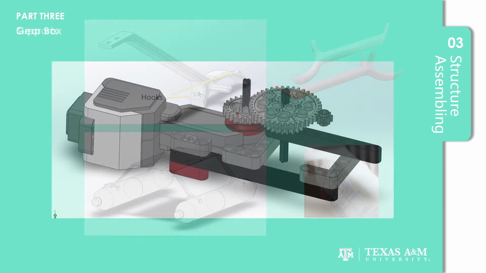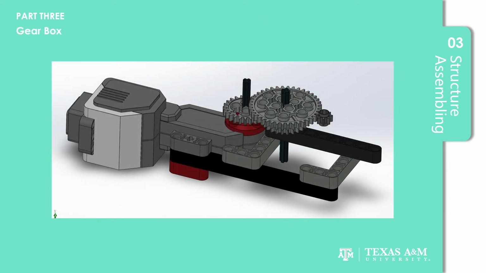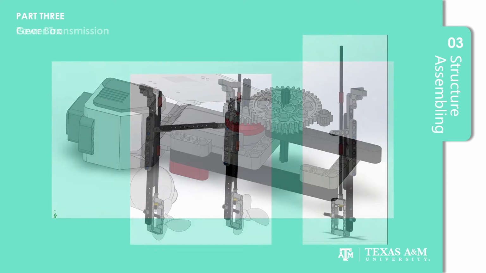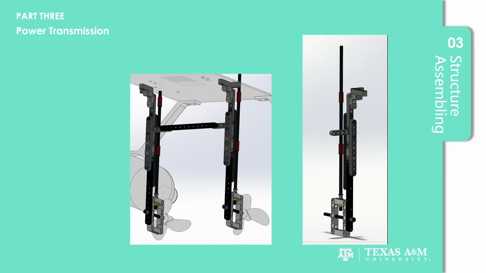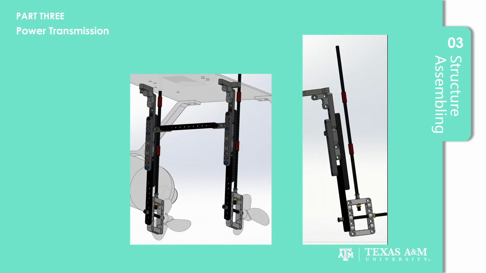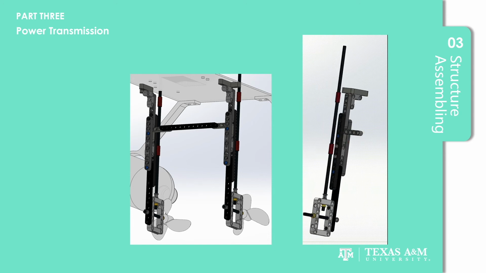We directly use the parts from EV3 kits to build our gearbox. The power transmission device connects the power from the gearbox into propellers. It is also directly built in Lego parts.